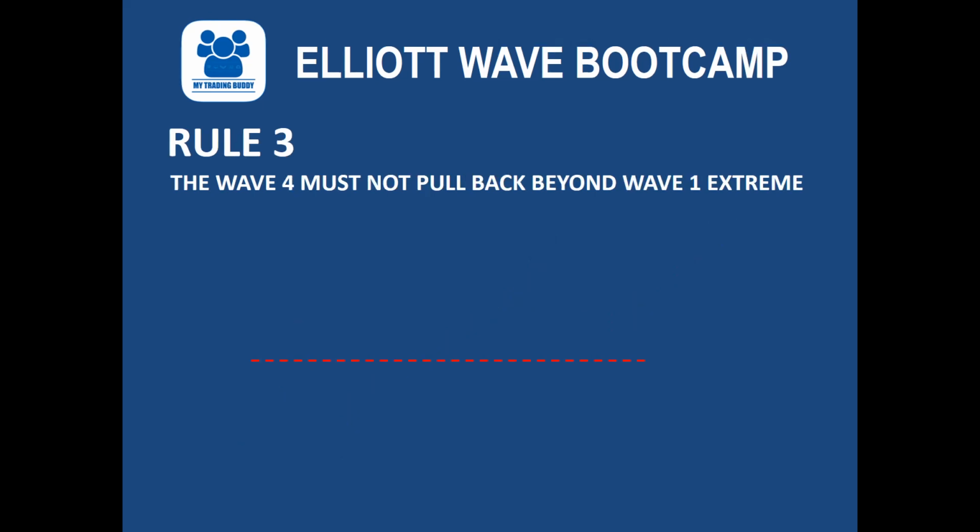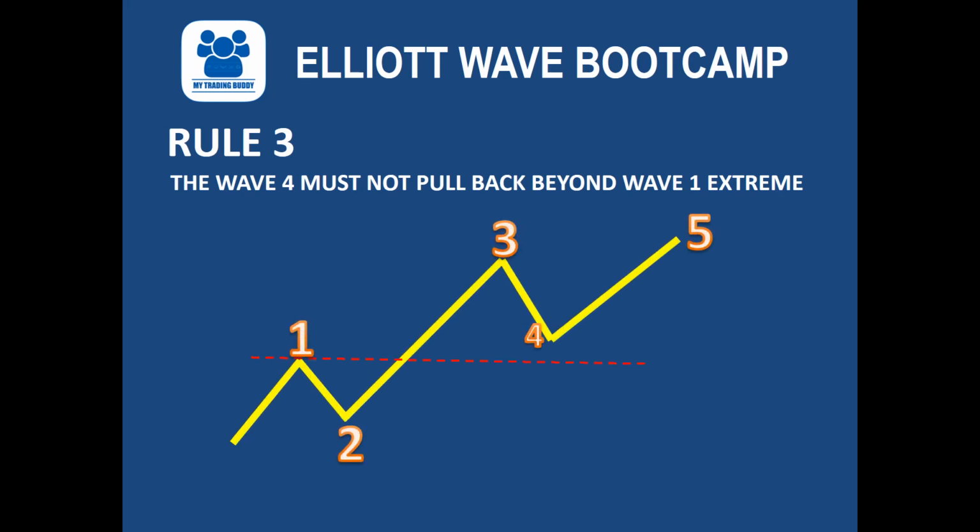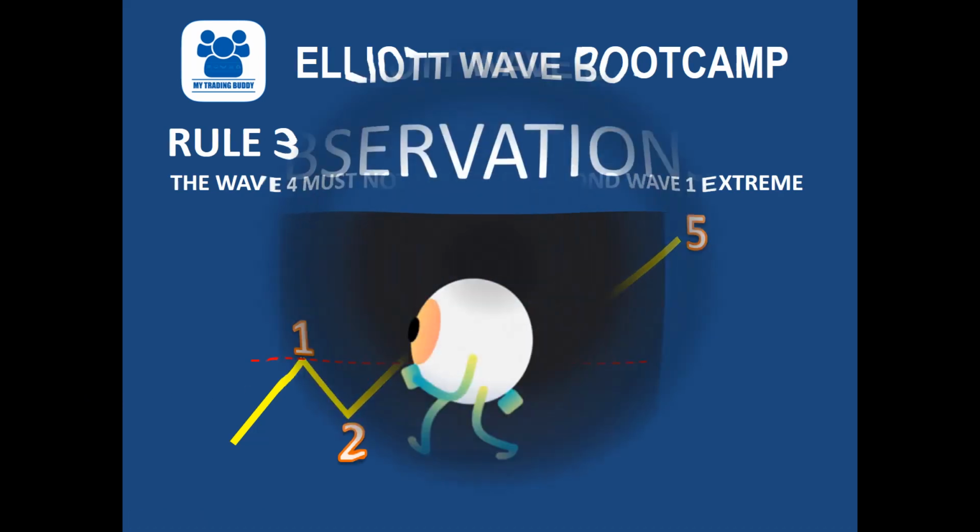Rule 3, the wave 4 must not pull back beyond wave 1 extreme. As you can see here, we've put the whole 5 wave Elliott wave sequence in there, but the wave 4 pullback here does not pull back beyond the pivot point of wave 1. If that happens, it fails. So the wave 4 must pull back before the top of wave 1. So they're the 3 rules.